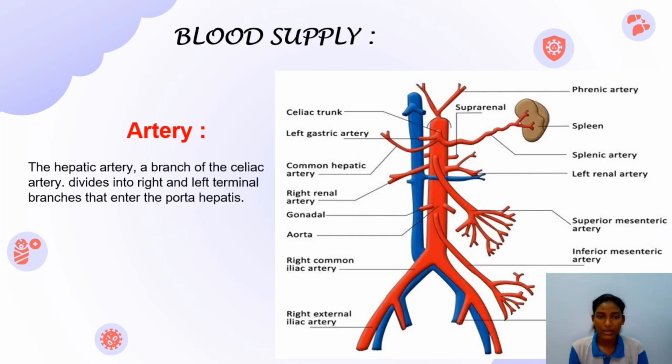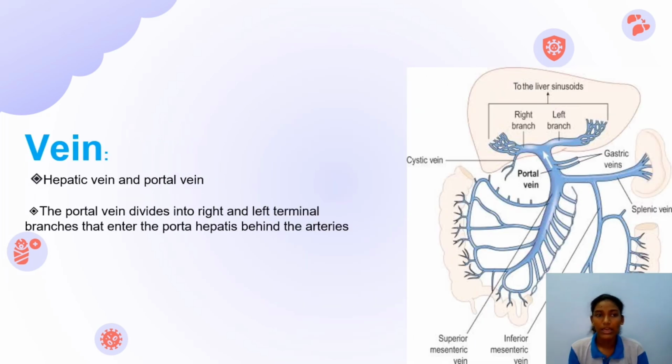Blood supply. The artery: the hepatic artery, a branch of the celiac artery, divides into right and left terminal branches that enter the porta hepatis. The vein: hepatic vein and portal vein. The portal vein divides into right and left branches that enter the porta hepatis behind the arteries.